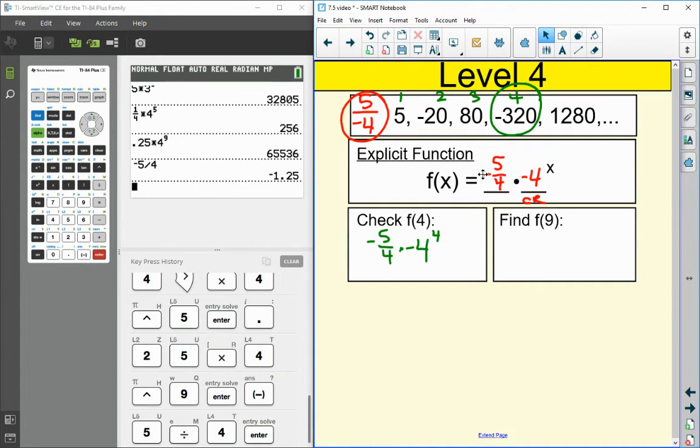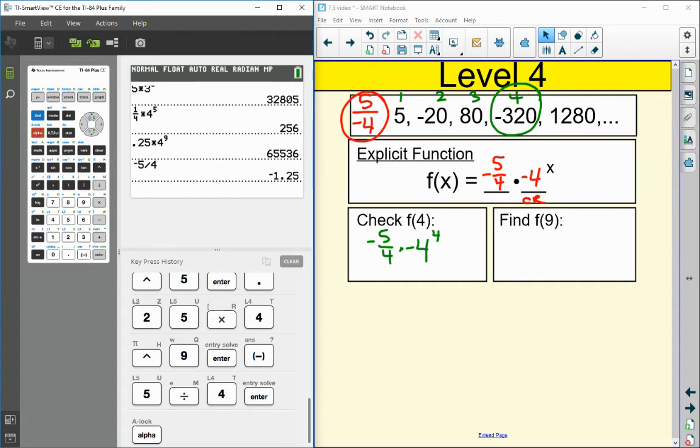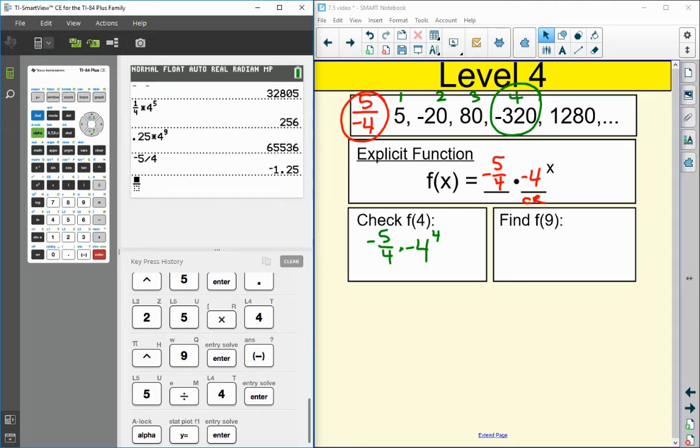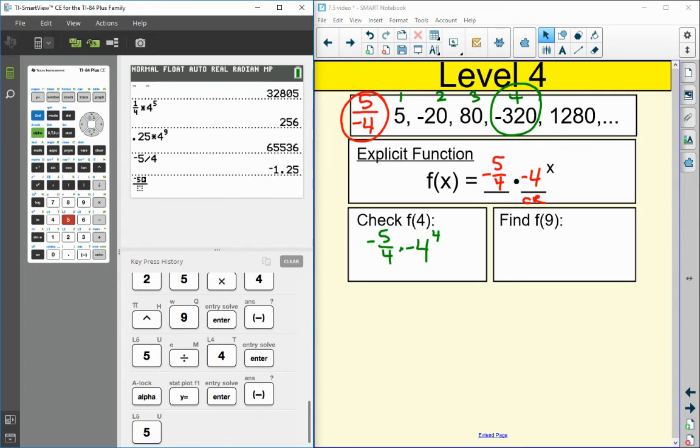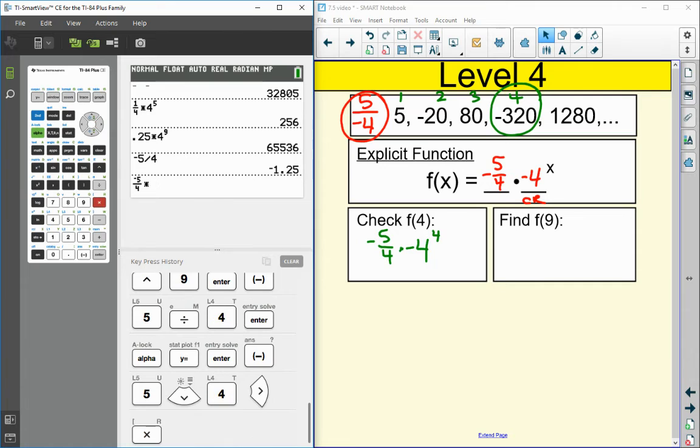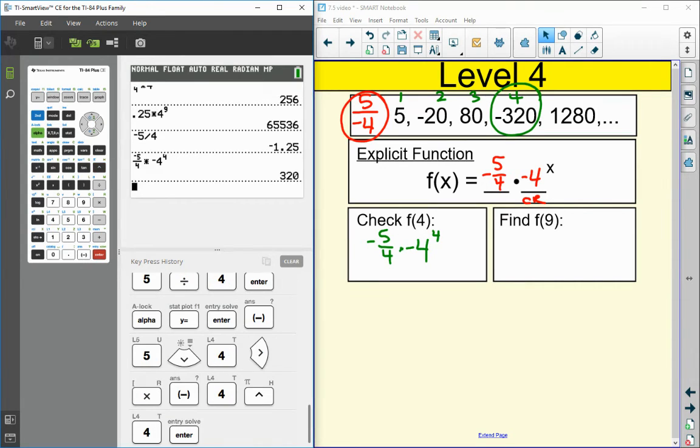Let's type it in. So I'm going to use my fraction again, or you could use the -1.25. It's your choice. -5/4 times -4 to the power of 4. Oh boy, now this gave me 320. I'm supposed to get a -320, so that means something is wrong.